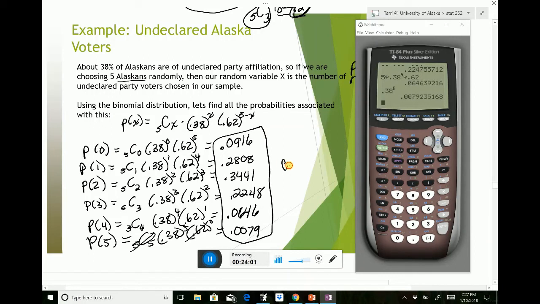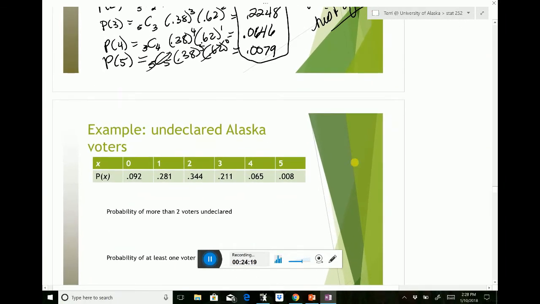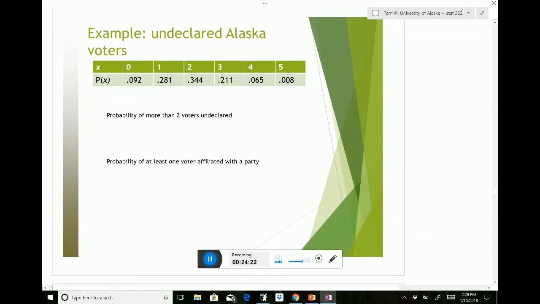You could make a probability histogram with this. There's so many things you can do with this information. Look at that. There's all the answers.